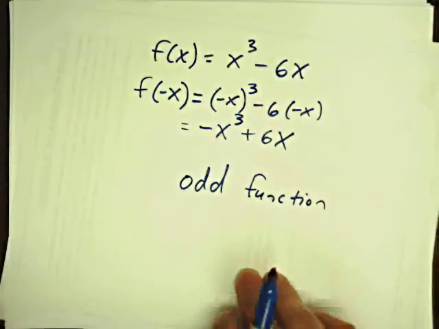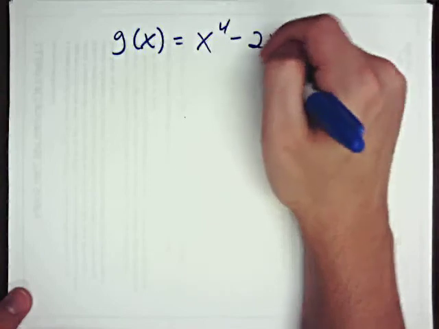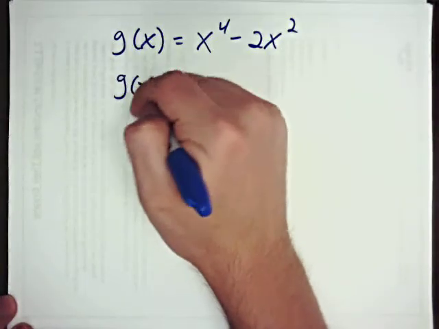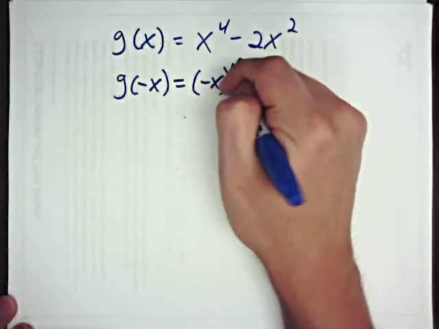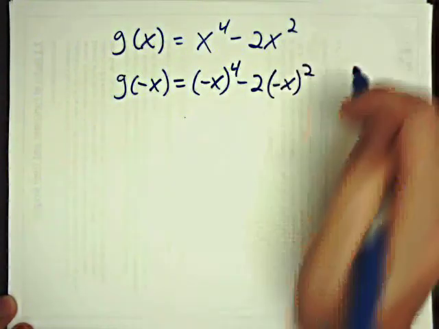Example 3b, we have g of x equal to x to the 4th power minus 2x squared. So again, we want to evaluate g of negative x, which would be negative x to the 4th power, minus 2 times negative x squared.